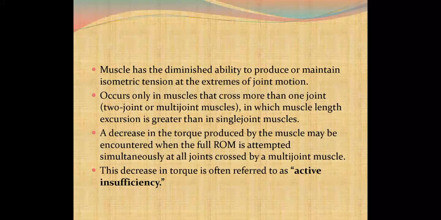So a decrease in the torque produced by the muscles may be encountered when the full range of motion is attempted simultaneously at all joints crossed by a multi-joint muscle. This decrease in the torque is often regarded as active insufficiency.